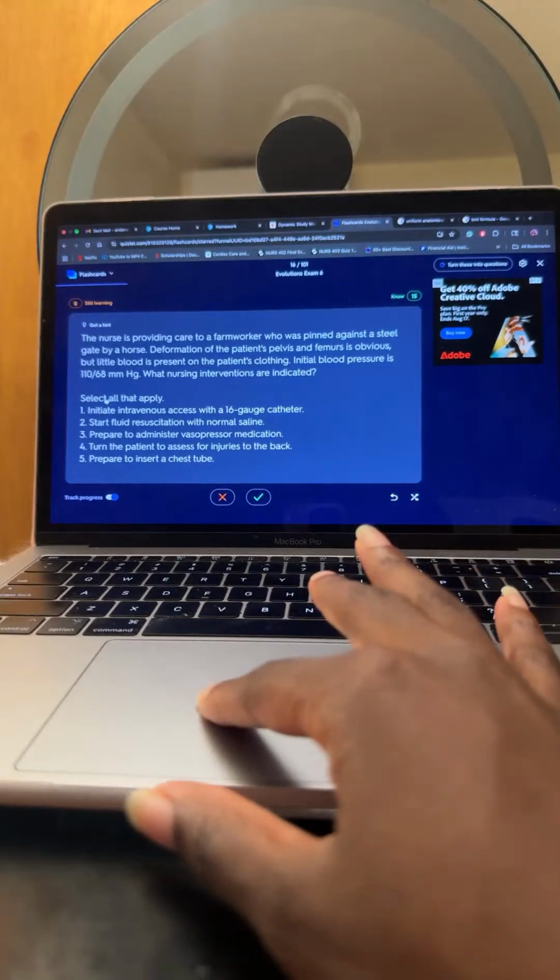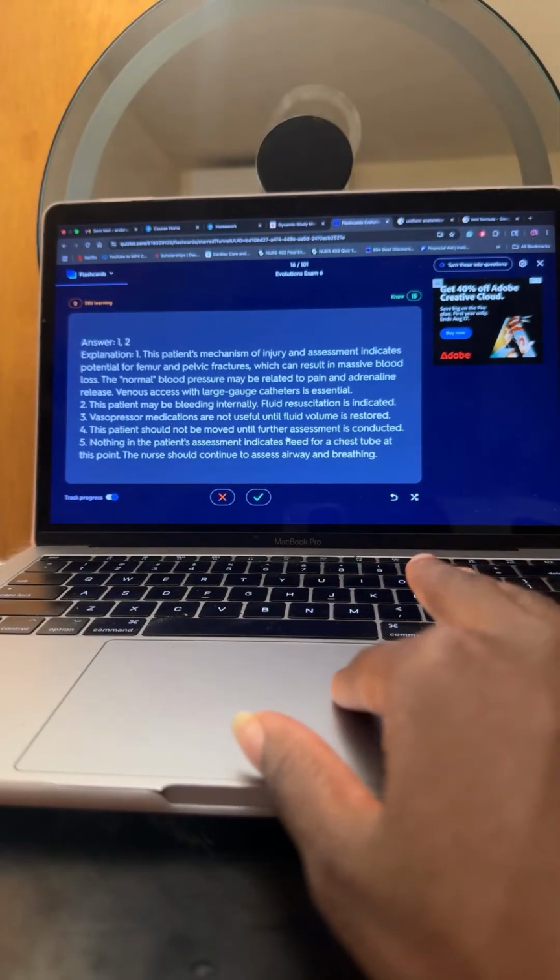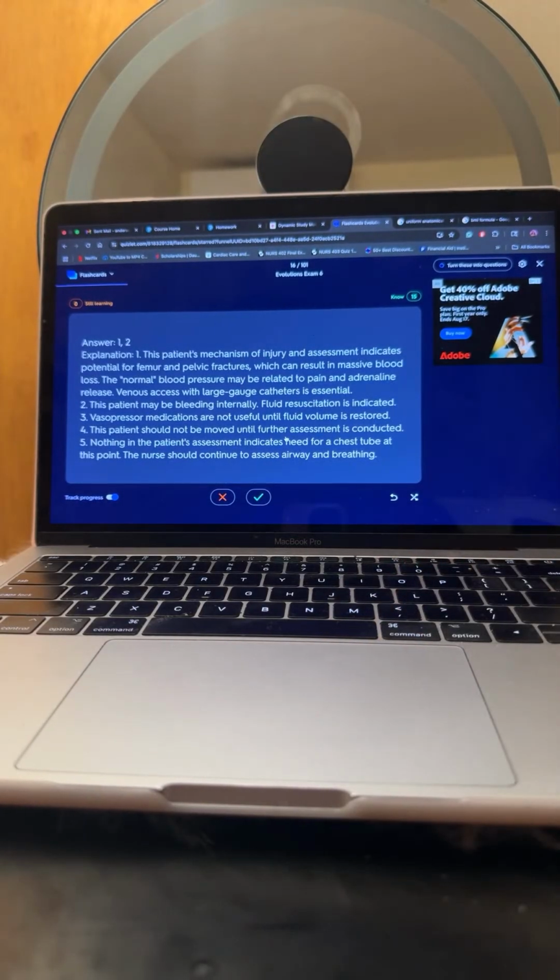So 1 and 2. The patient's mechanism of injury assessment indicates potential for femur and pelvic fracture, which can result in massive blood loss. The normal blood pressure may be related to pain and adrenal release. Venous access with large gauge catheters is essential. This patient may be bleeding internally. Fluid resuscitation is indicated.